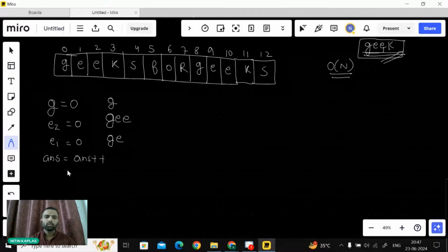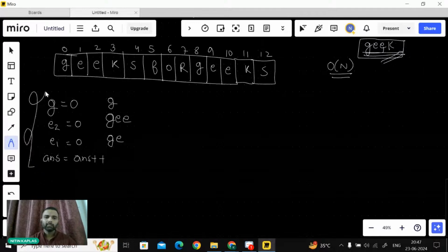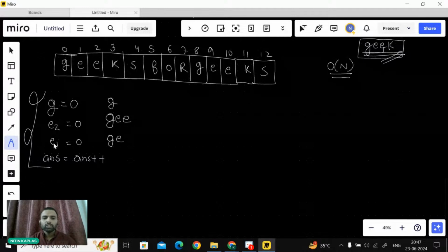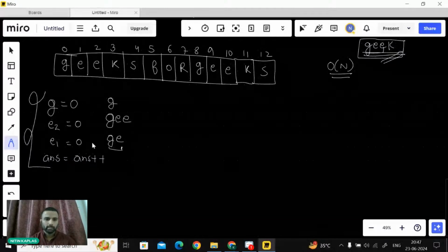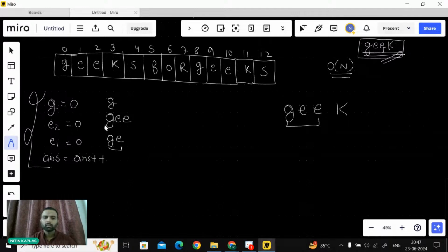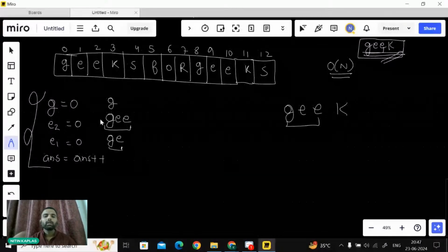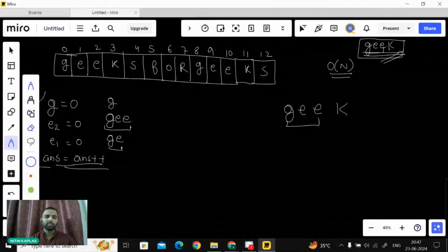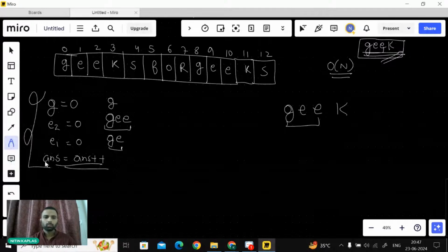So you just need these four variables. Let me explain again. G equal to 0 means how many G you have. E1 means how many GE you have, right? You just have to remember E1 like a single E, right? And to make GEEK, I need this, so that's why we are making an E2 here. E2 means 2 Es you have, right? Whenever the K comes, it means your string will be fulfilled, what you want, right? Just do the answer plus plus. So we are just using these four variables to solve that question.